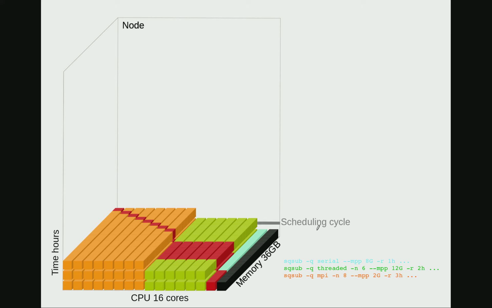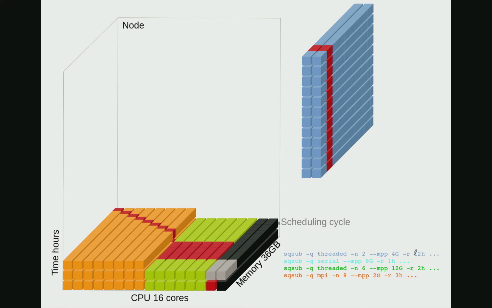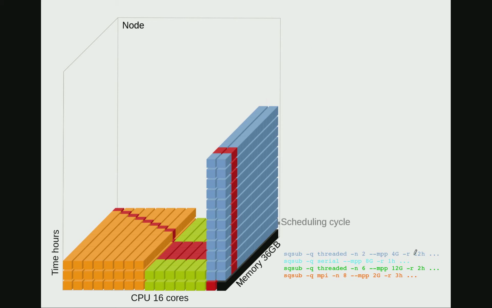The scheduling cycle moves forward, and then we see here that there are some resources available. Although a lot of the memory is being consumed and a lot of the cores are being consumed, there are still 2 cores with about 8 gigs of memory left. So let's say there is a job in the queue here that's threaded requesting 2 cores, and the memory per process is 4 gigs, for 12 hours. It'll look something like this, and this job can start running immediately.